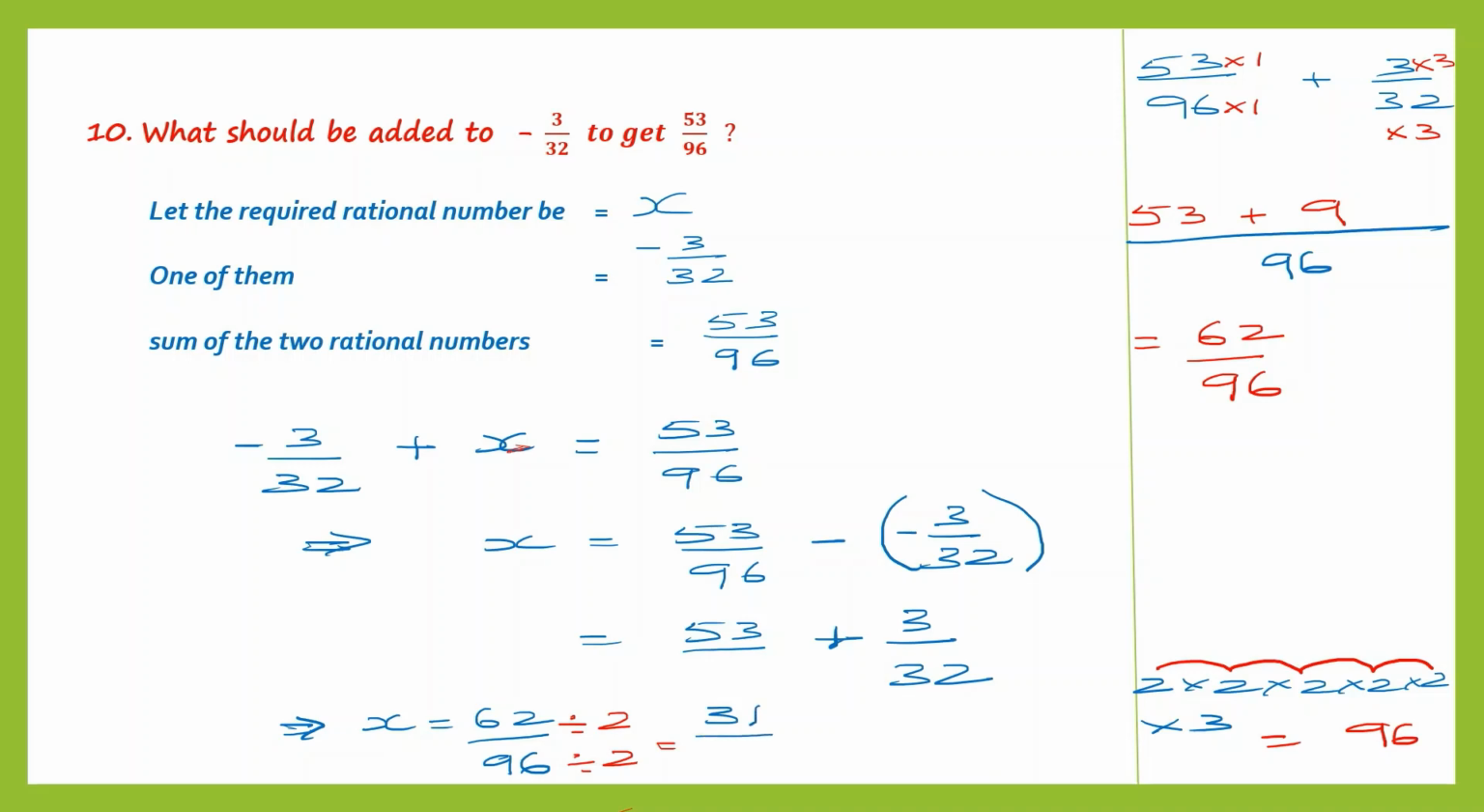Now let's divide 96 by 2 and see what we get. 96 divided by 2. 2 4s are 8, and then you carry 1. We have 16. 2 8s are 16. So what do we get here? 48. So what is our answer here? The value of x is equal to 31 by 48. That means 31 by 48 should be added to minus 3 by 32 to get 53 by 96.